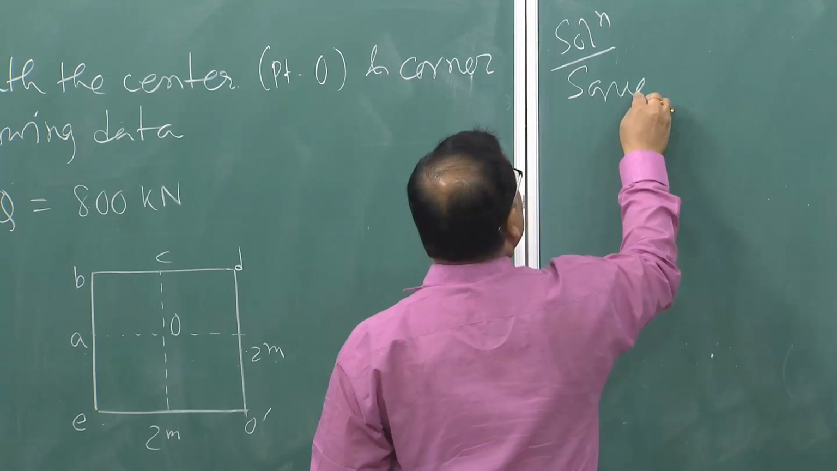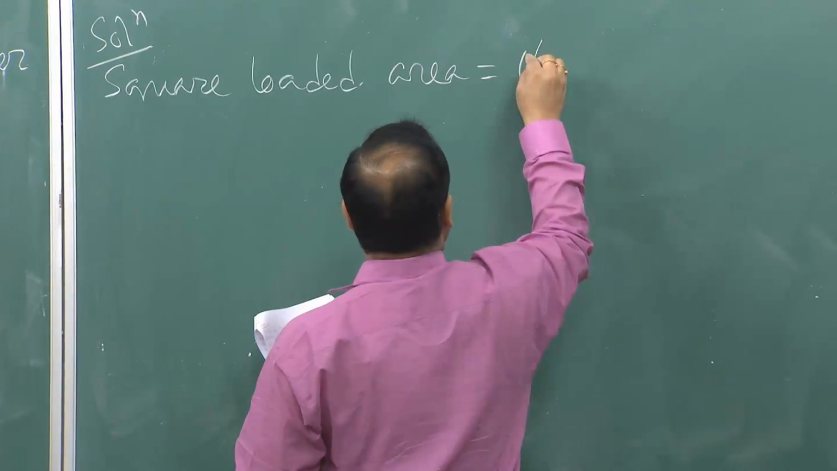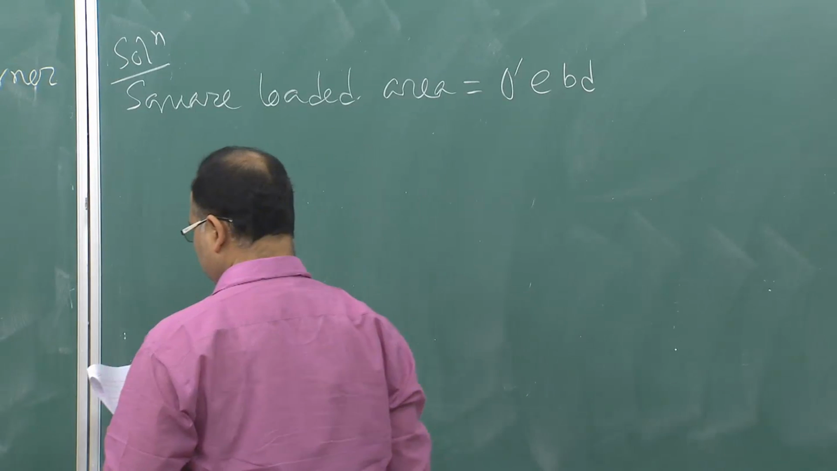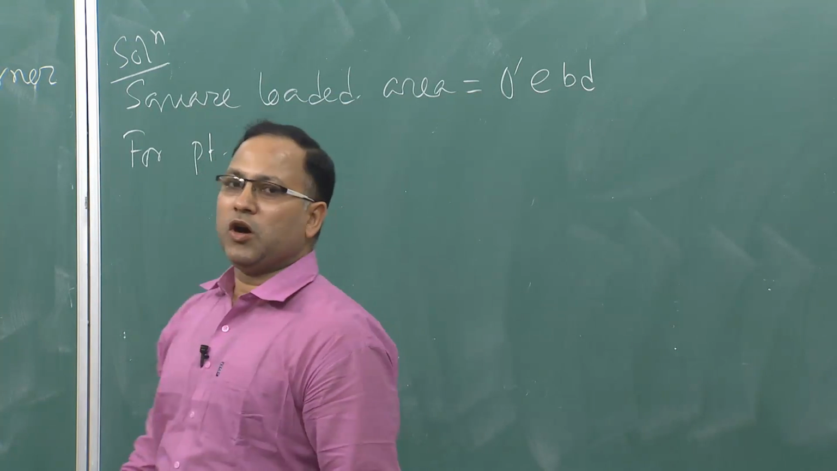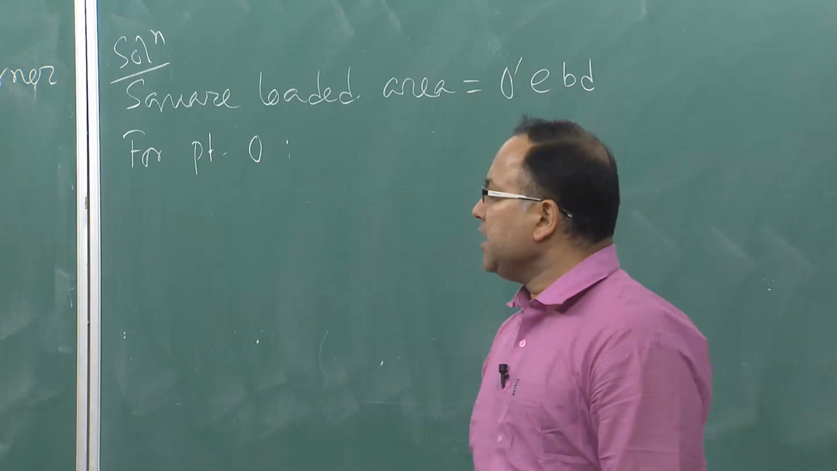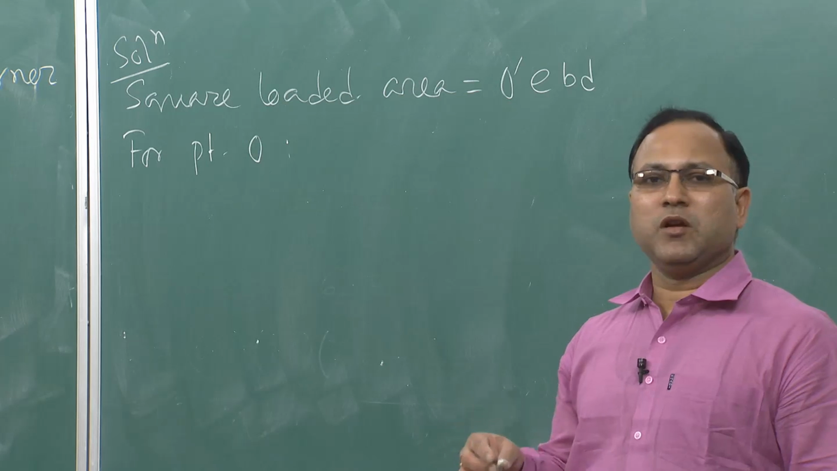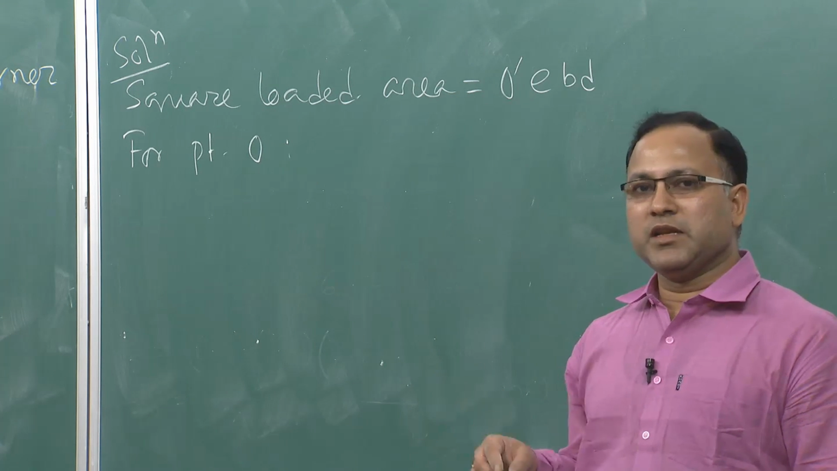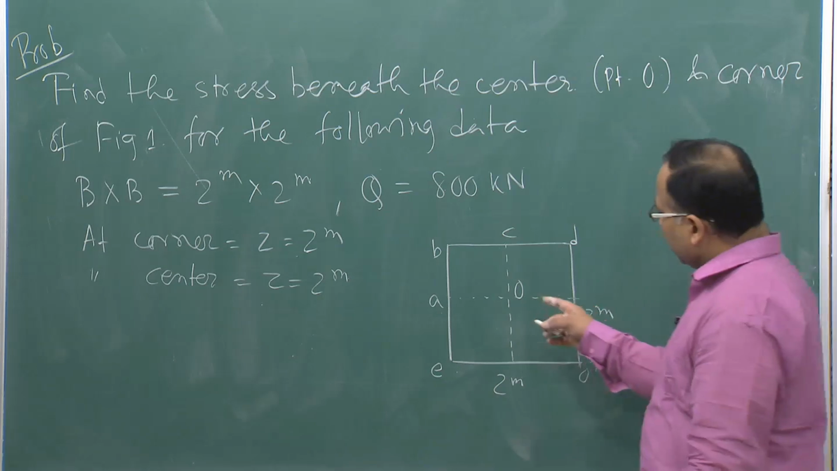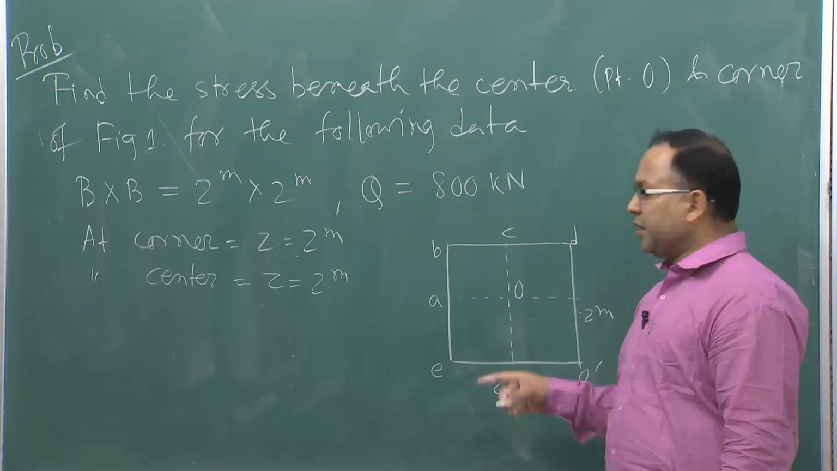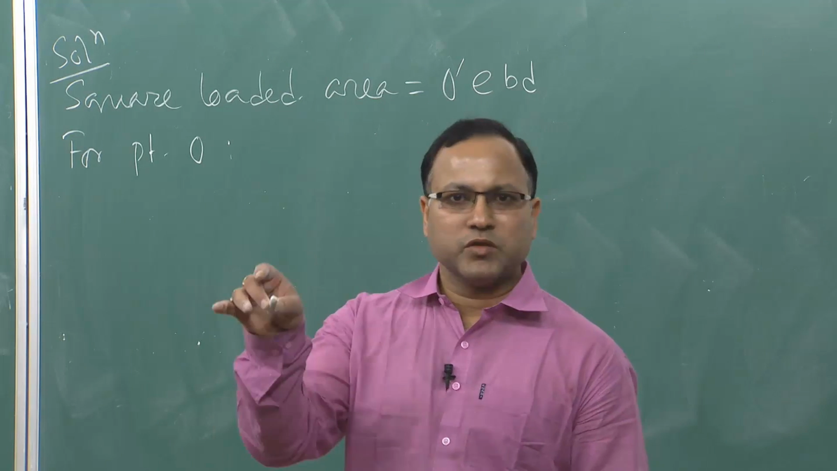So, square loaded area is equal to O prime E B D for point O. And we know, if you recall whatever we have learned in the lecture class, any rectangular area you consider, you have the formula, sigma V equal to q naught into I sigma, and this I sigma will give you the stress at the corner of any rectangular area. So, if you consider the midpoint or the center of this square area, this point should belong to some corner of the rectangle or square, then only you will be able to use that formula, right.